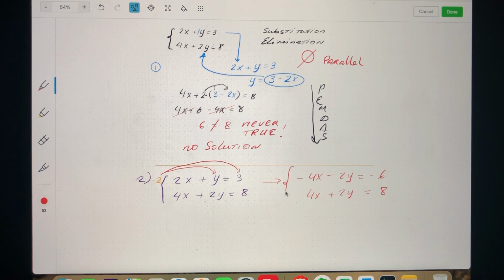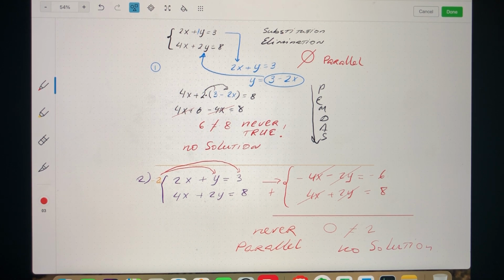So if we add the two equations, we see something happens. 4x and negative 4x cancel off, negative 2y plus 2y cancel off, which makes 0. On the other side, negative 6 plus 8 is 2. Well, once again, there is no x or y to make it true, and 0 is never 2. So never. And at this point we come to the same conclusion. The lines must be parallel, and we have no solution.